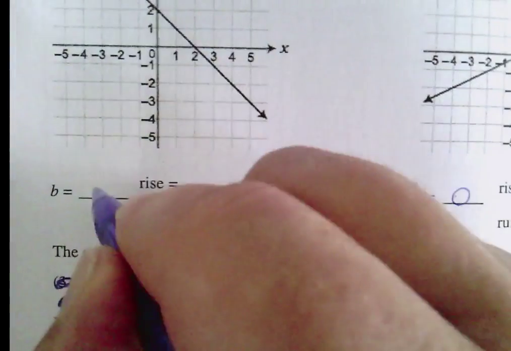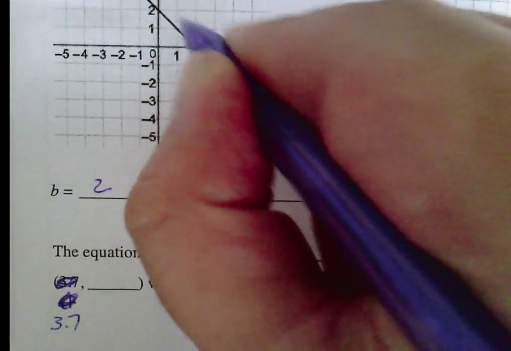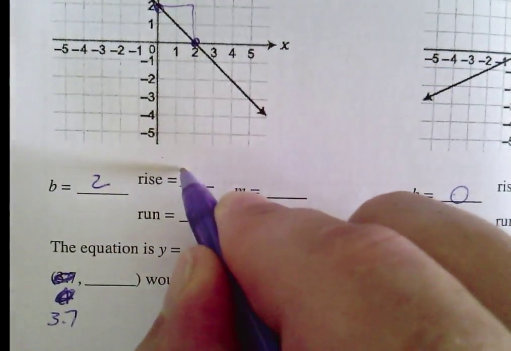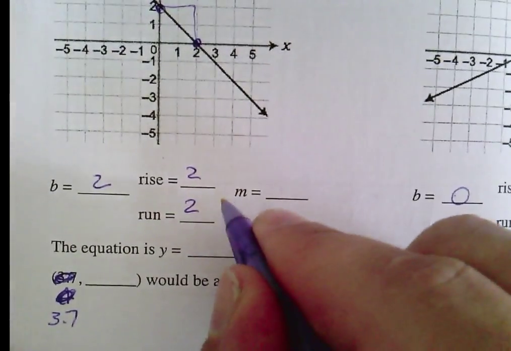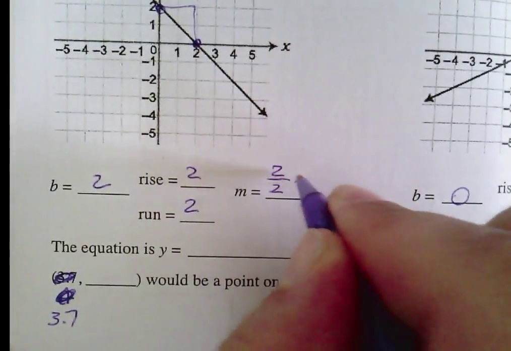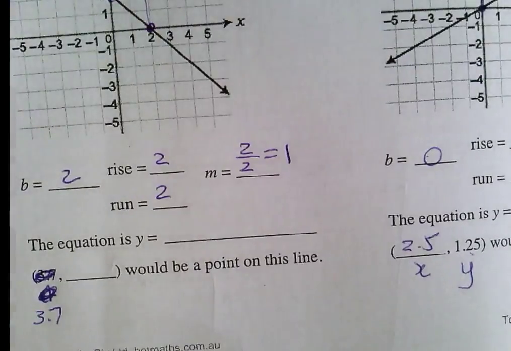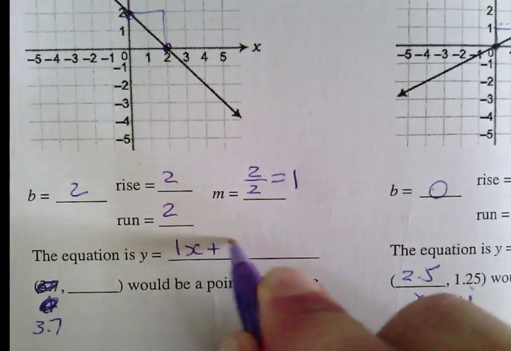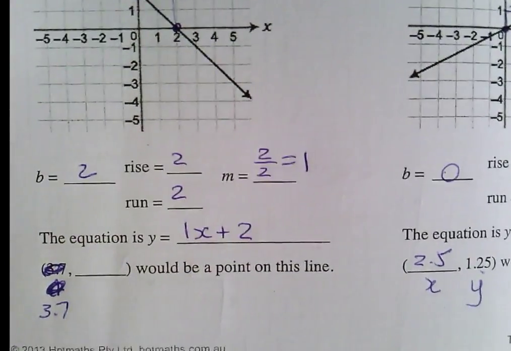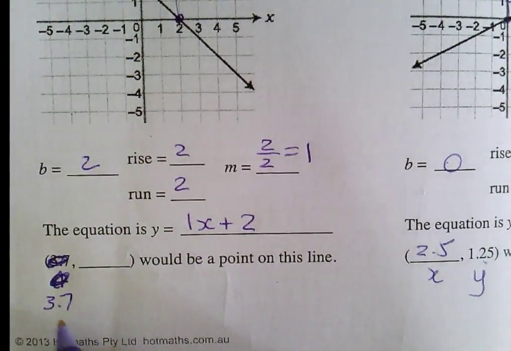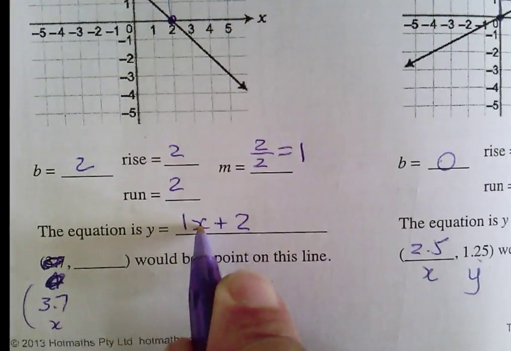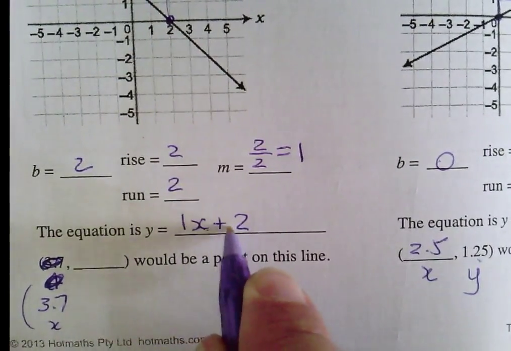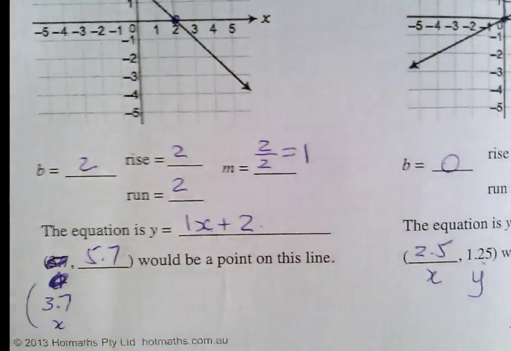You can see the y-intercept is 2. Just choose 2 nice points. The gradient is rise over run. I'm getting 2 over 2. What's 2 divided by 2? It's just 1. So the equation is y equals 1x plus 2, or just y equals x plus 2. So if x is 3.7, do you get it? y is 3.7 plus 2, which is 5.7.